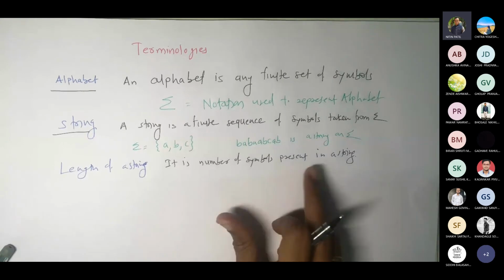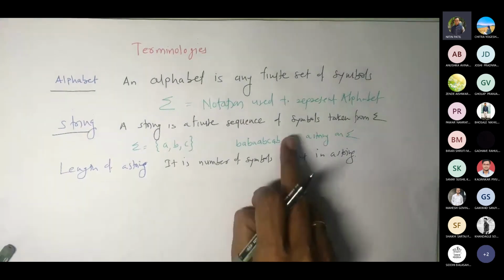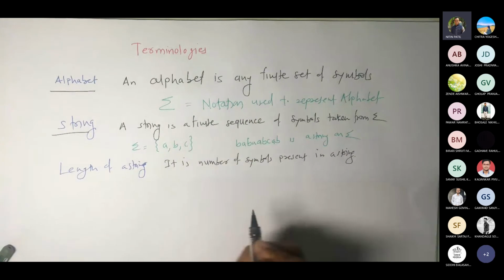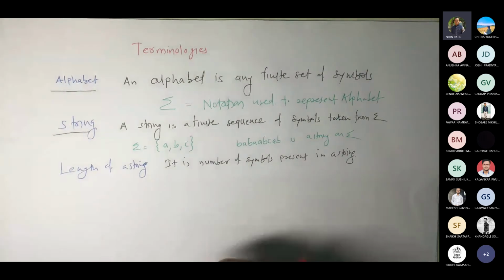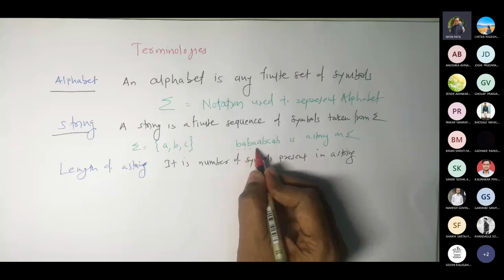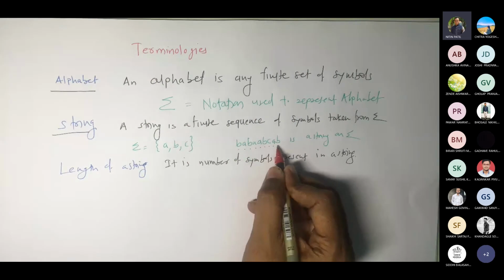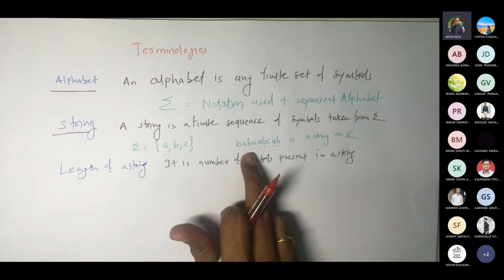So it is the number of symbols present in a string. In this case, how many symbols are there? Can we count? Let us count. 1, 2, 3, 4, 5, 6, 7, 8, 9. So the length of this string is 9.